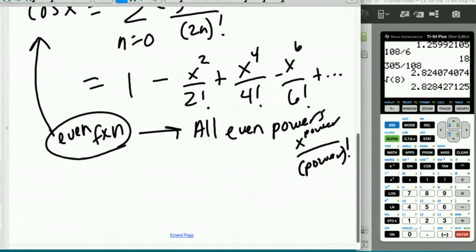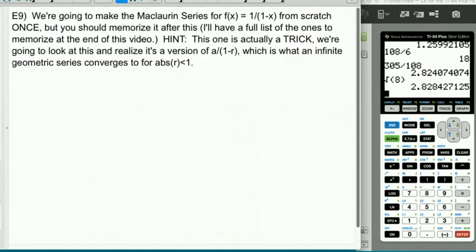All right. So we're going to go ahead and do two more real quick. And I know this has been a super long video, but it's because we've covered an awful lot of material. So we're going to reverse engineer the Maclaurin series for 1 over 1 minus x from scratch, but I'm going to give you a hint. This is actually a trick.